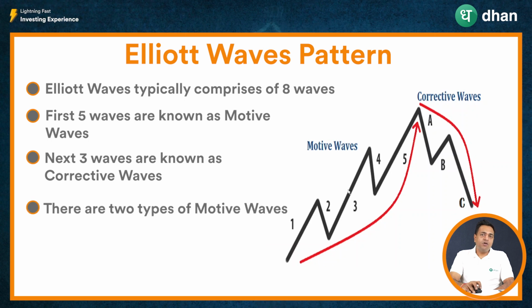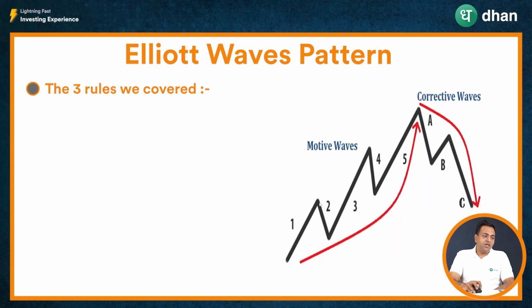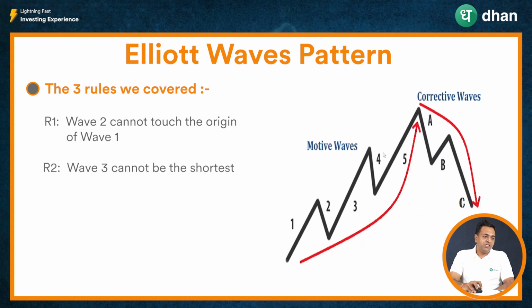Second, what we studied was that there are two types of motive waves. Type number 1, which adhere to all the rules of Elliott wave structure, and type number 2, where one rule is not being adhered to. As you can see on my screen, the 3 rules that we covered were: rule number 1, wave 2 can never touch the origin of wave number 1, wave 3 can never be the shortest, and the final rule, wave 4 will never invade the territory of wave number 1.